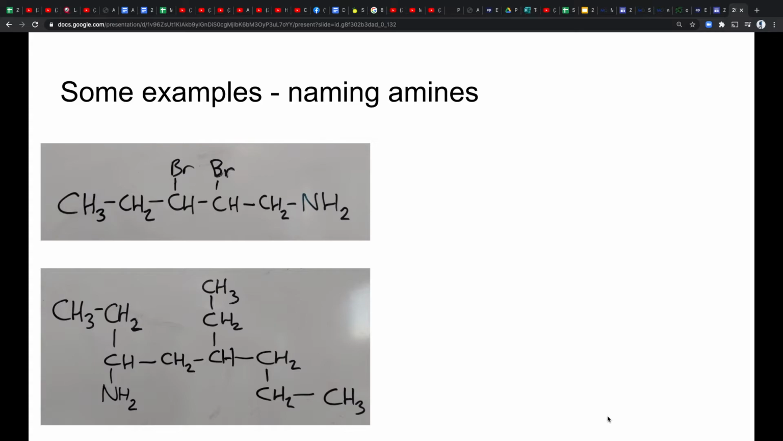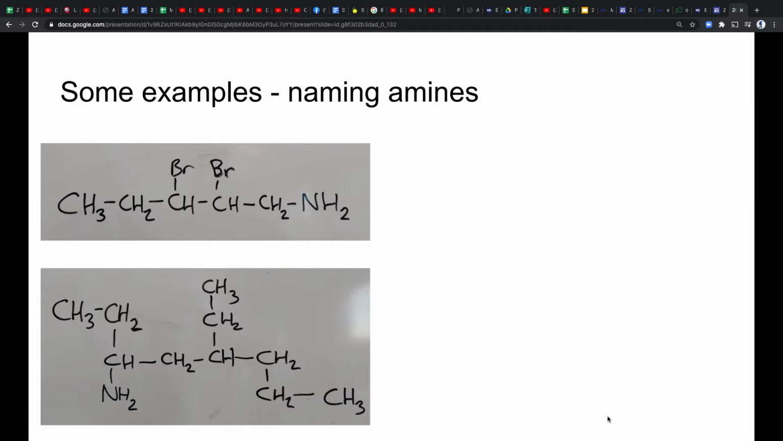Hopefully I didn't mess up the names myself when I reveal the answers. I sometimes do. Have we got a proposal for the first structure? What should we name it? Jake wants to give it a go.